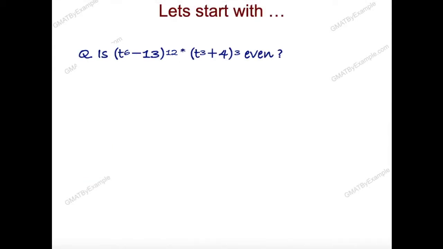So let's start with this question. You're given an expression, right? It is t to the power of 6 minus 13 whole raised to the power of 12 multiplied by t cubed plus 4 whole cubed. And we are asked if it is even.